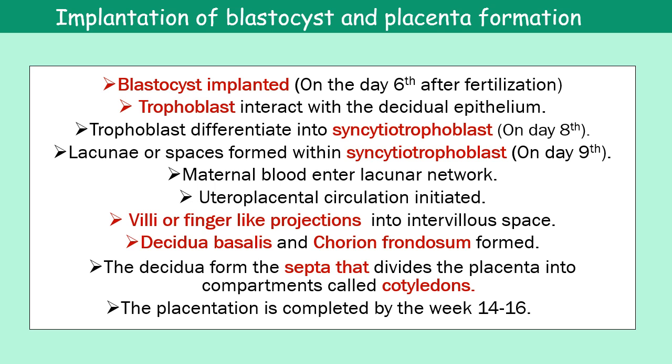Now, uteroplacental circulation is established after 2 weeks. By the 4th month, the placenta has two compartments, that is, the maternal portion called decidua basalis and the fetal portion called chorion frondosum. During the 4th and 5th month, the decidua forms the septa, and the septa divide the placenta into compartments called cotyledons. The entire process of placentation is completed by week 14 to 16.